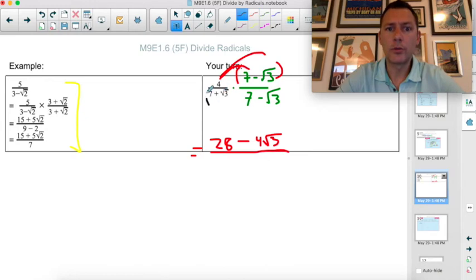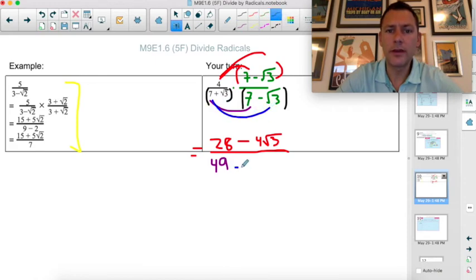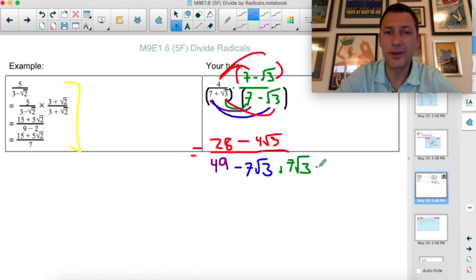I'm going to put some parentheses around the denominators, and when you multiply these, you end up with 49. When you multiply these, you end up with negative 7 root 3s. That's positive, that's negative, so it'll be negative, and 7 times root 3 is 7 root 3. And when you multiply this times this, they're both positive, so you end up with 7 root 3. And when you multiply the root 3 times the negative root 3, you end up with negative root 9, which is just negative 3. These two are the same value but opposite signs, so they cancel out.